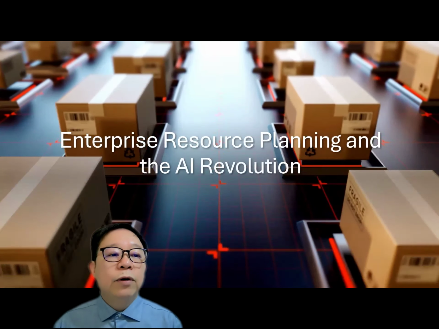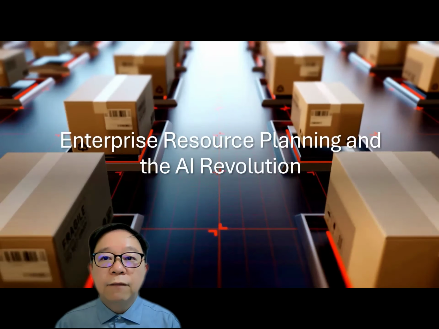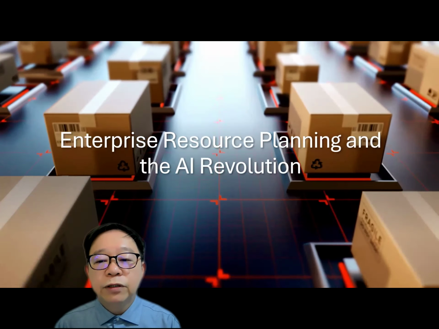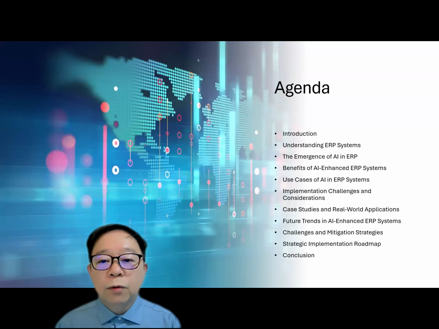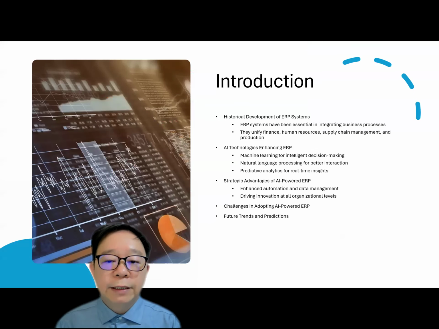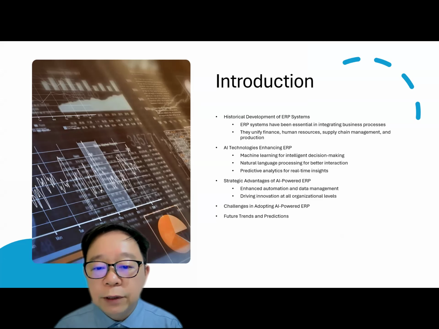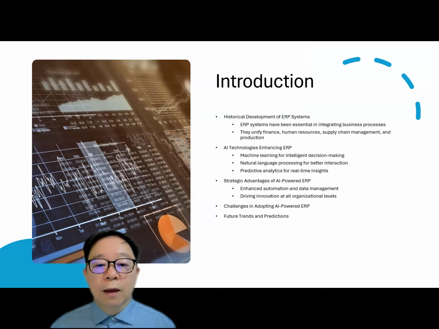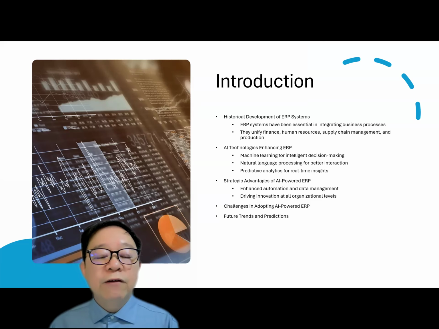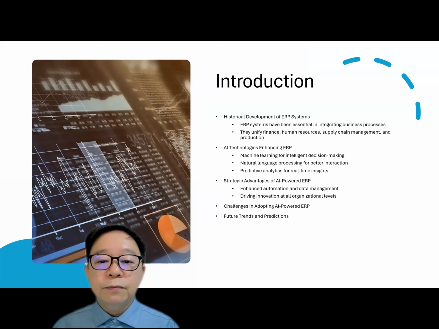Okay, so here we want to look at another part of the whole process, called enterprise resource planning and the AI revolution. Okay, so what is the ERP system, right? We did mention a bit of ERP last week, but we did not go into much detail. The enterprise resource planning system has been very, very critical. It has integrated business processes over the past 20 years. The traditional ERP integrates finance, human resources, supply chain management, and production.